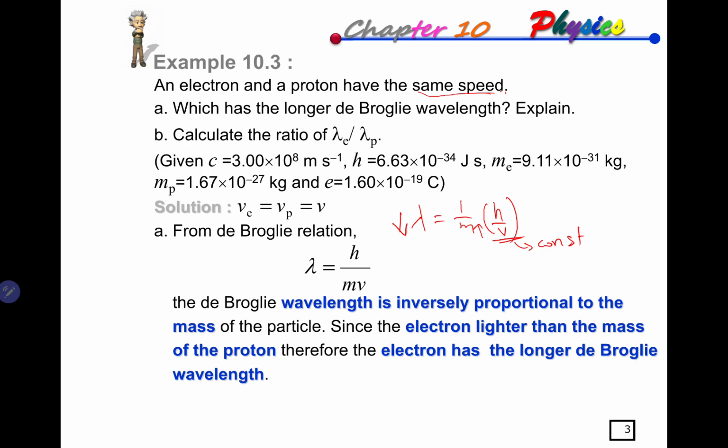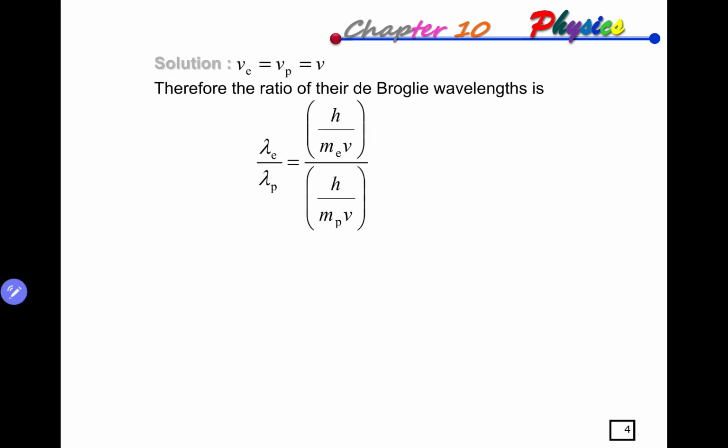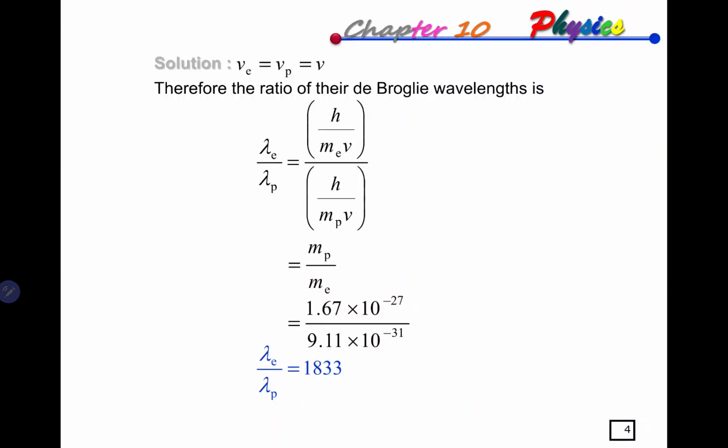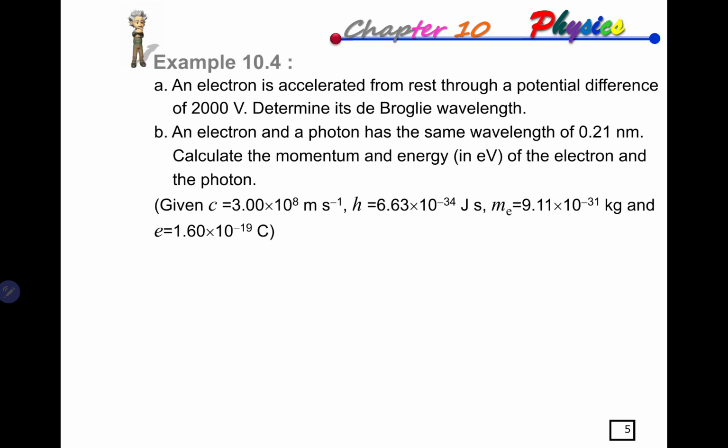And then for part B, they want to calculate the ratio. Just write it in terms of lambda e over lambda p and replace in the values. h is constant and cancels off, v is constant and cancels off, so it becomes a ratio of 1 over the mass of the electron over 1 over the mass of the proton. Rearranging, we end up with the mass of the proton over the mass of the electron. For the final answer, the ratio you get is 1833.